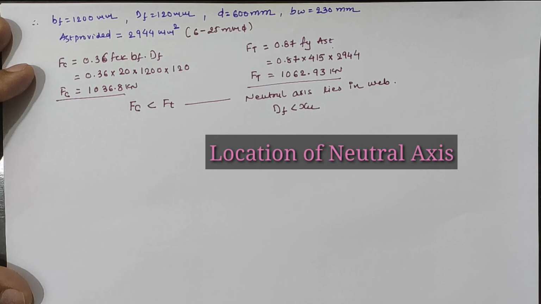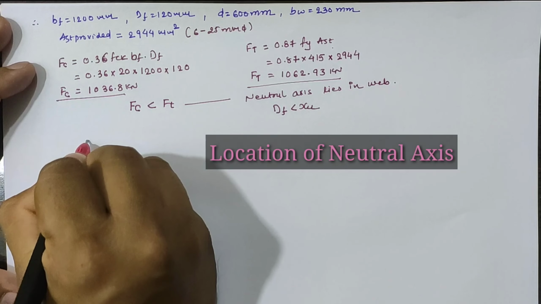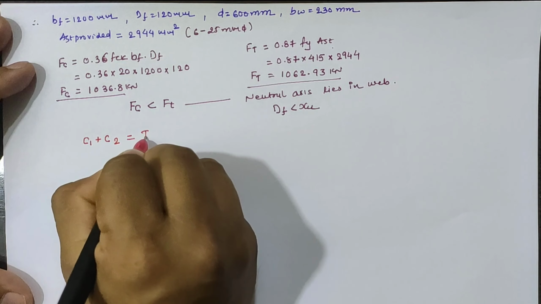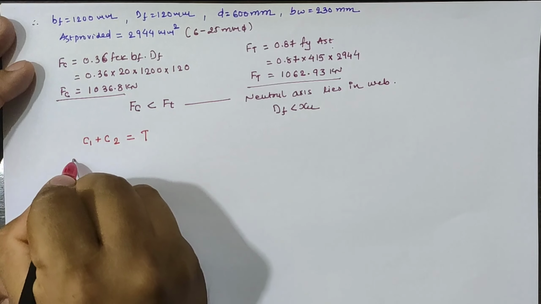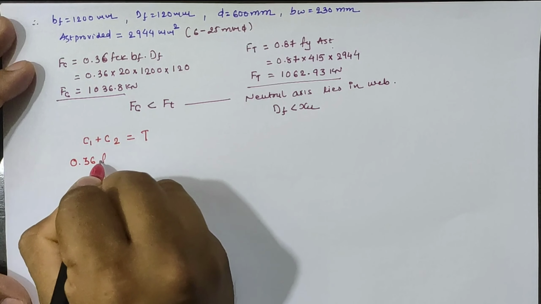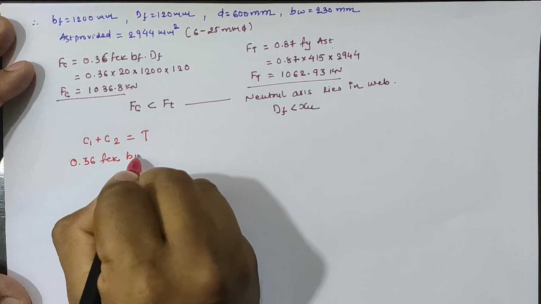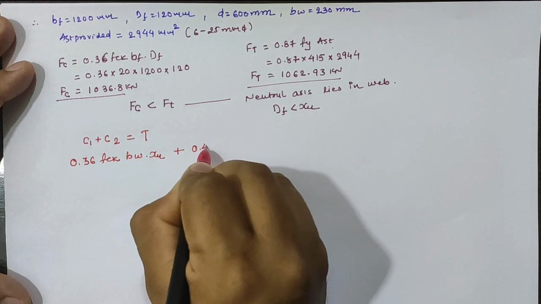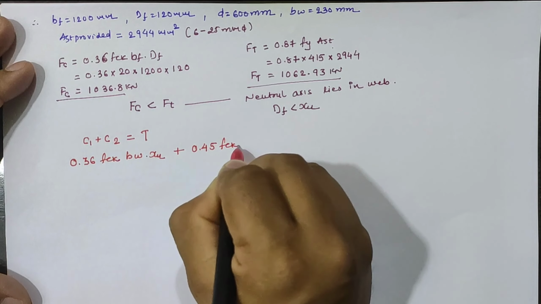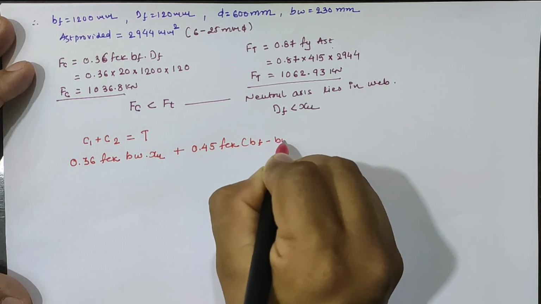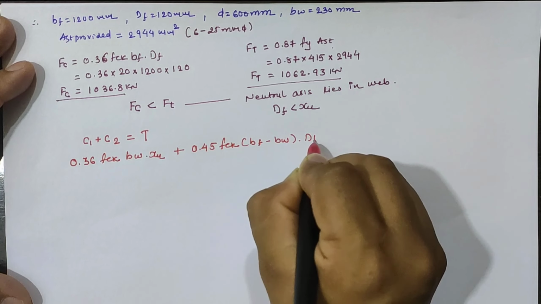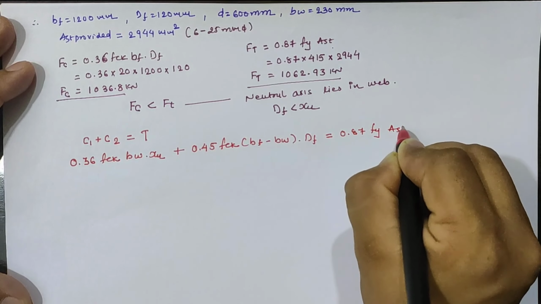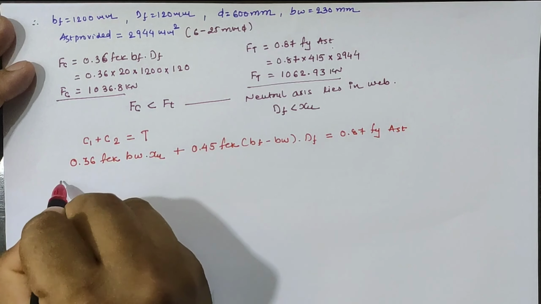Let's calculate the location of neutral axis by equating total compressive force with total tensile force. So C1 can be calculated by equation 0.36 fck bw into xu plus C2 can be calculated by 0.45 fck bf minus bw into Df, which is equal to 0.87 Fy into AST. Now let us put all the values.